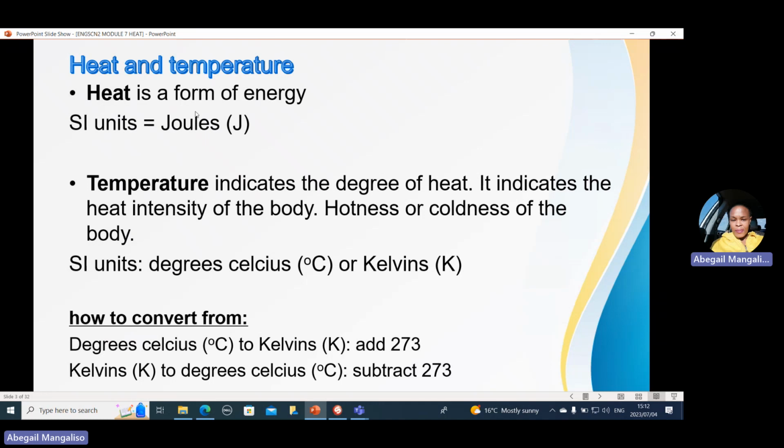Heat is defined as a form of energy. SI unit, it is measured in joules. The symbol that is used to calculate heat is capital letter Q.